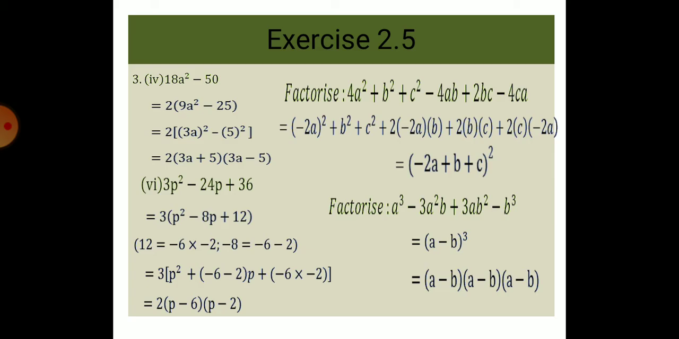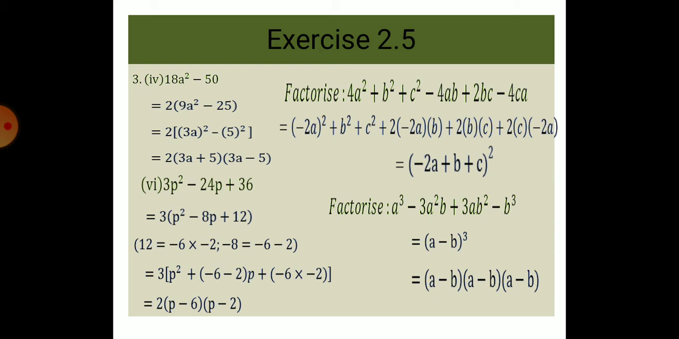Now the next term, plus 2bc. The second term is b and the third term is c. It is plus 2bc. Yes, this term is also there in the question, plus 2bc. And the third term is plus 2ca. Plus 2 into c into a, the term is minus 2a. This is 2 into 2, 4, minus 4ca. Yes, this term is also there in the question.